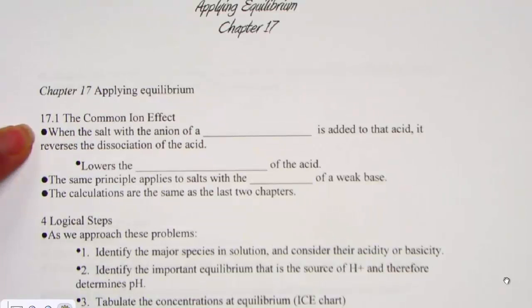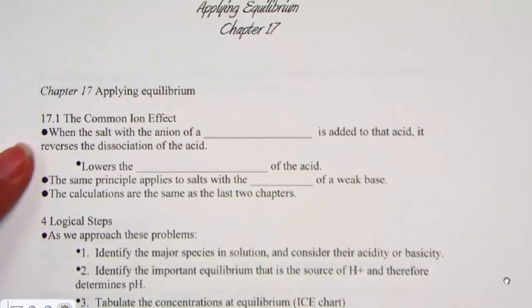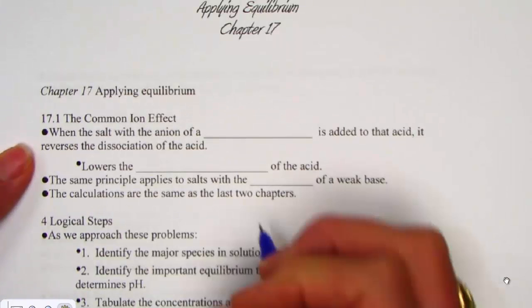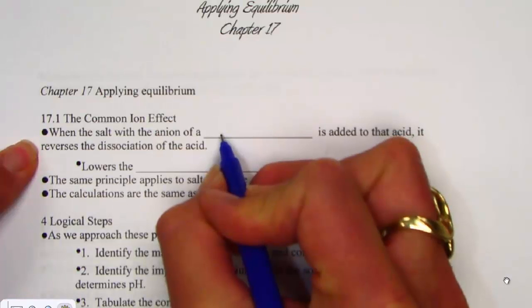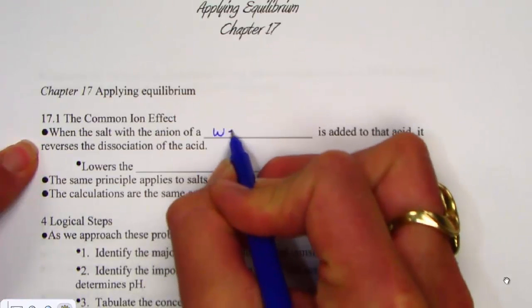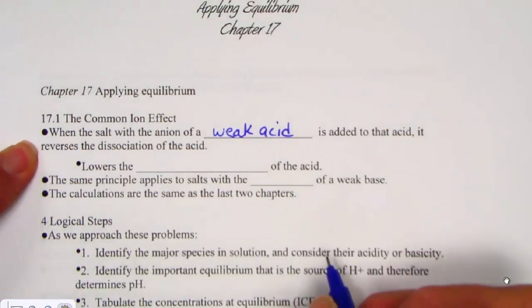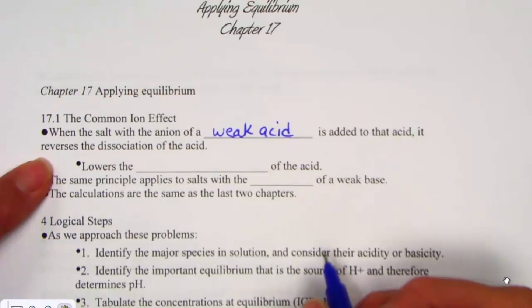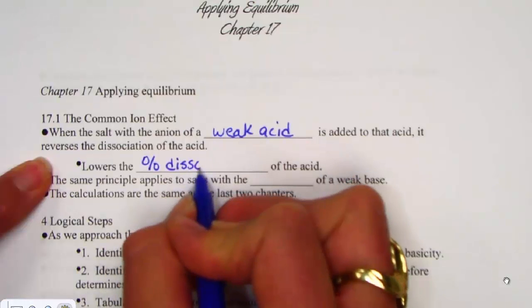So as we begin, let's think about the common ion effect. When we have two solutions, each with an ion that's in common, we'll look at that as the common ion effect. And one of the first examples reads, when we have a salt with an anion of a weak acid, it reverses the dissociation of the acid. And it literally does so by lowering the percent dissociation.